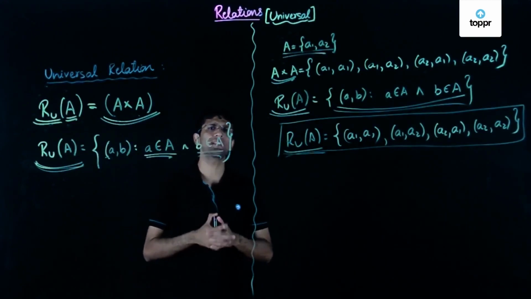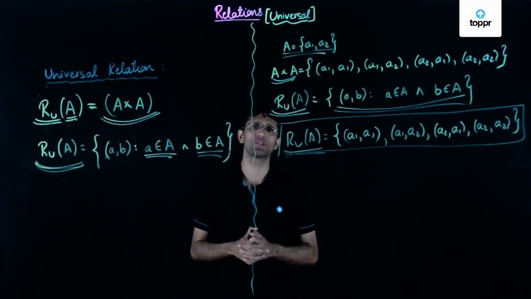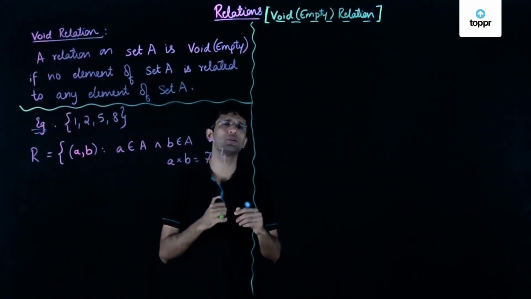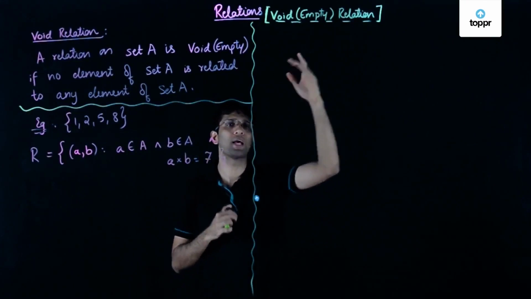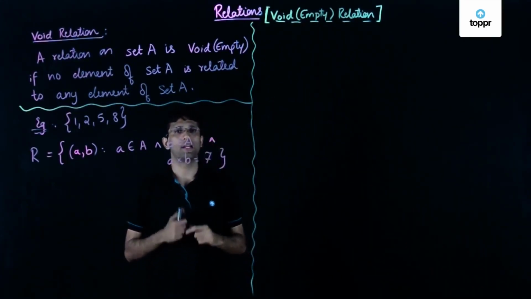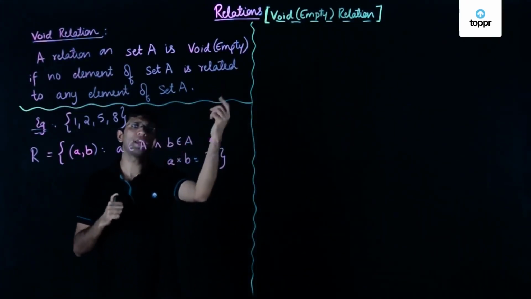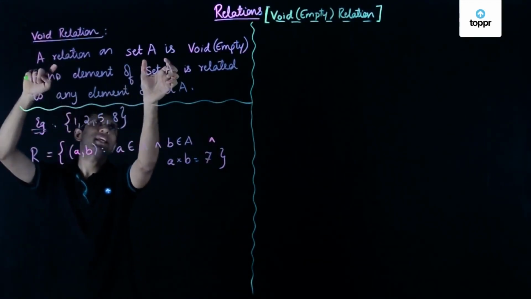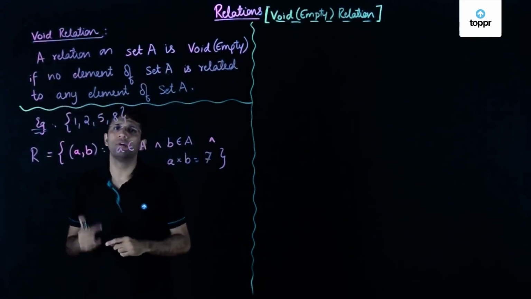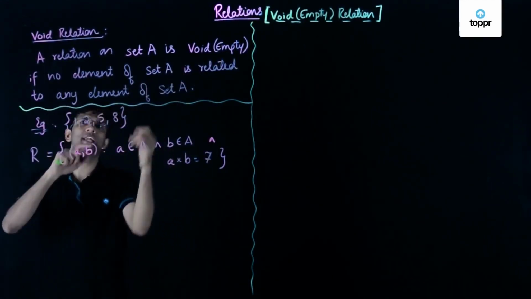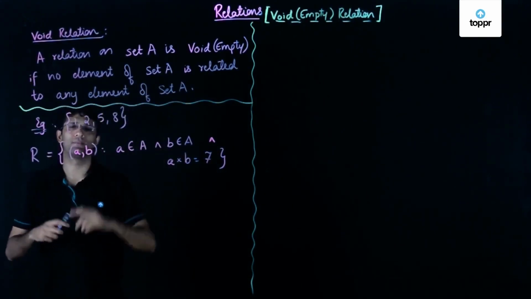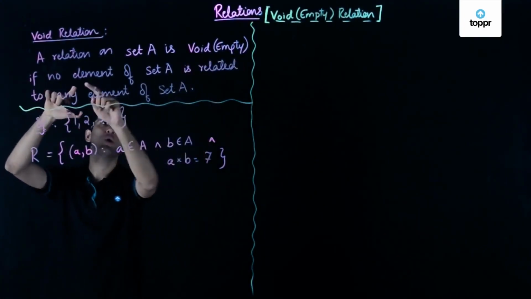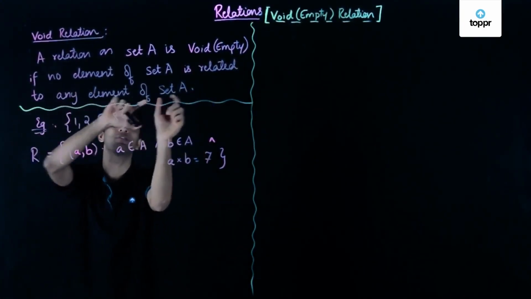Let us now move on to the next type of relation, known as a void relation, or also known as an empty relation. Continuing our study of relations, let us look at what we mean by a void relation, also known as an empty relation. Let us first look at the definition. A relation on a given set A is said to be empty or void if no element of that set A is related to any other element of that set A. The definition says a relation on set A is void or empty if no element of set A is related to any element of set A.